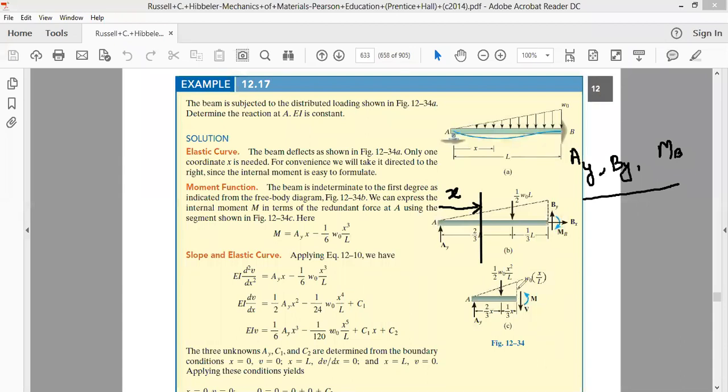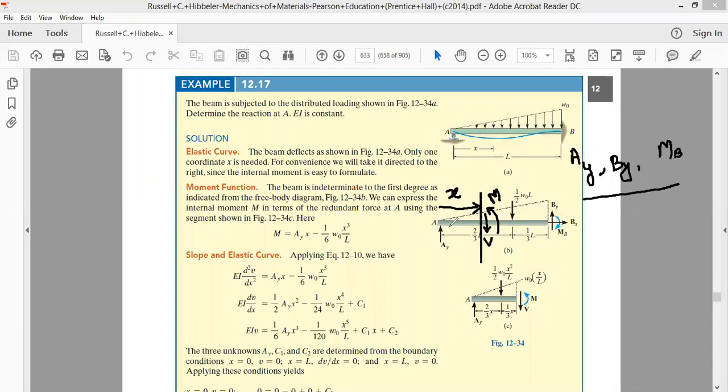The section has been taken out here. Okay, the section is here. Now at this section, let the shear force be V, and let's suppose at this end the bending moment is M. Okay, so at this end we have shear force V and bending moment M, the way we have been doing.